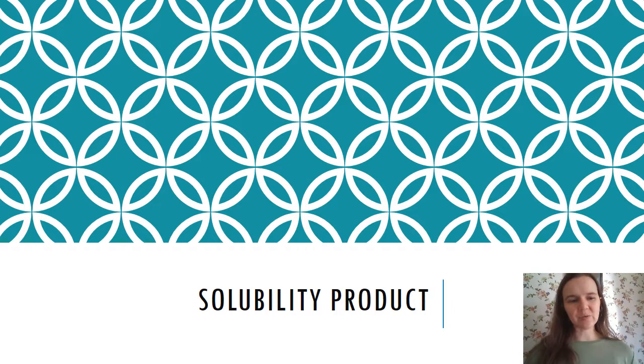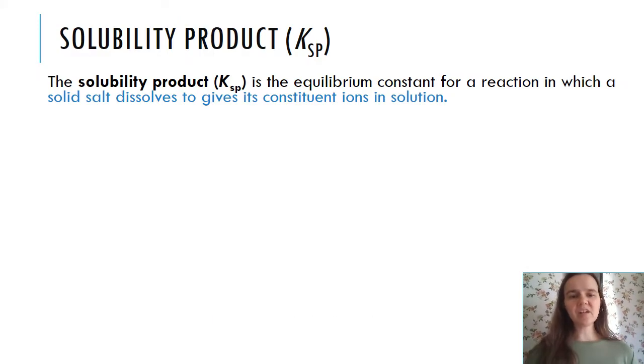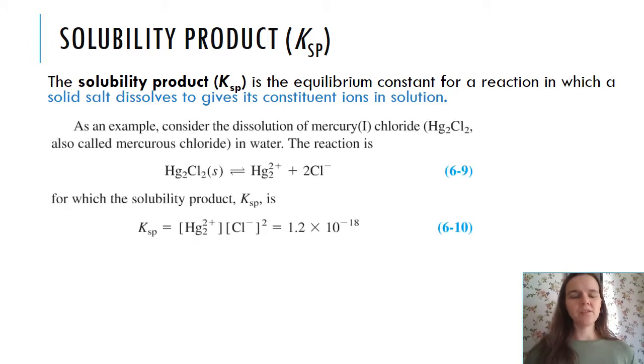Okay, now the last basic equilibrium topic here is solubility product. Here we're talking about solids dissolving into solution. The solubility product is again an equilibrium constant, but it's particularly for reactions where a solid salt dissolves into its constituent ions. For example, mercury(I) chloride dissolving in water: solid Hg2Cl2 in equilibrium with Hg2 2+. Now remember, mercury is a weird ion, so it's not mercury alone, it's Hg2 2+, plus 2 chlorides.